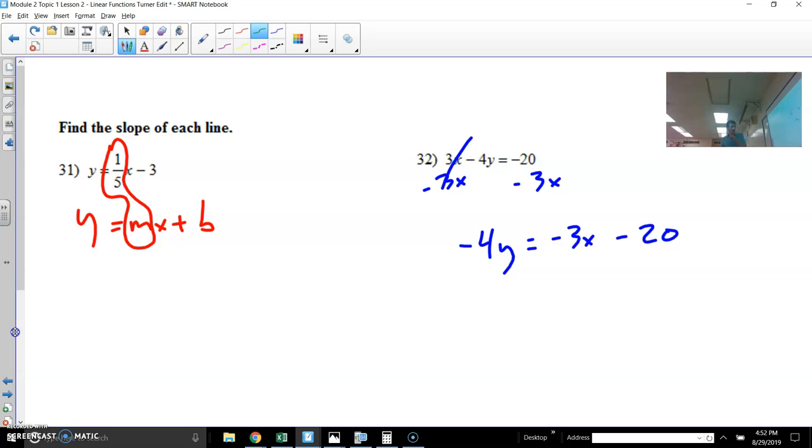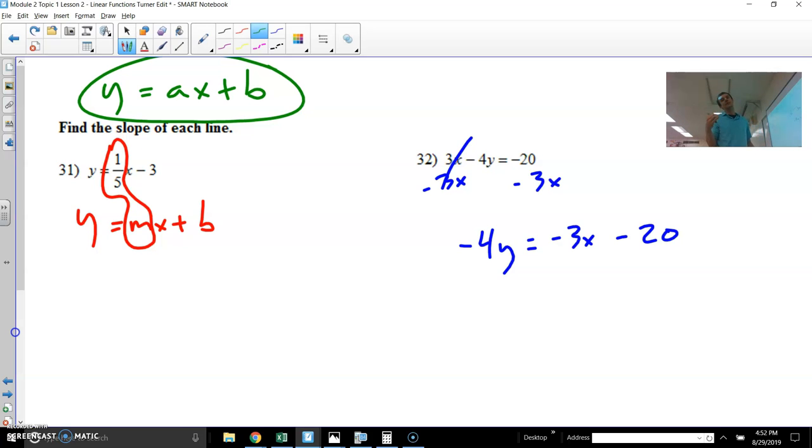Find the slope of each line, and it's in equation form. I talked about how this new textbook doesn't use mx plus b. It uses ax plus b, but that is the exact same thing as mx plus b. A represents your slope or your rate of change, and that's because that number gets to multiply against your input value. So it has a lot to do with the pattern. And so for number 31, real simple, my slope is 1/5.